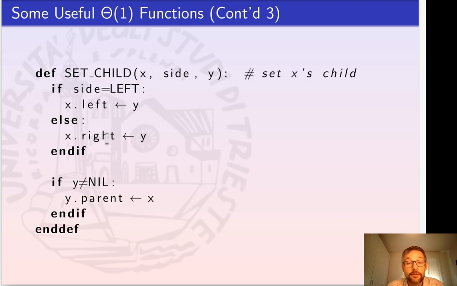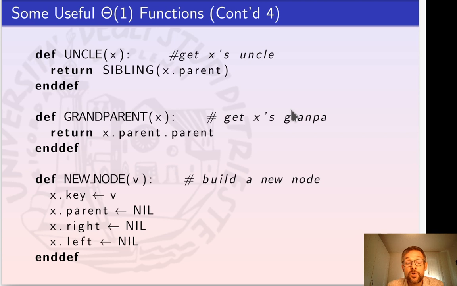And then once I have updated the right or left child of x, I need also to update the parent of y, and this is done exclusively when y is different from nil. So if y is nil, of course this cannot be done, and is unnecessary. Otherwise I need to update the parent of y, setting it to x. Okay. Again, here we are not performing any while loop or for loop, so again this function takes time theta of 1.